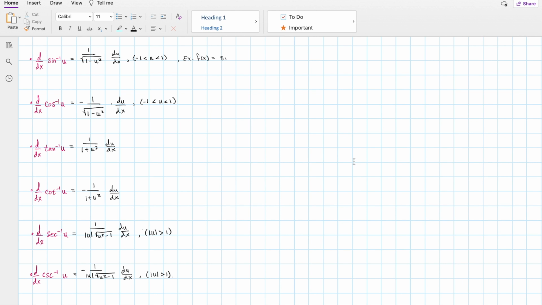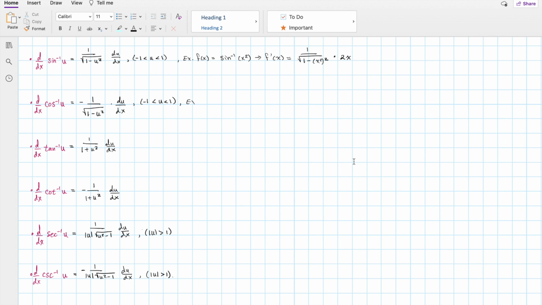For the first one, for example, if f of x is equal to arcsine of x squared, that's going to equal a derivative of 1 over the square root of 1 minus x squared, squared. Hopefully you guys got that. And now we're going to multiply that by the derivative of whatever was inside, right? The x squared, that's 2x.